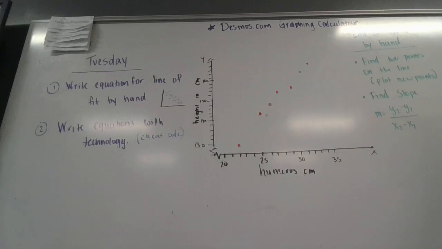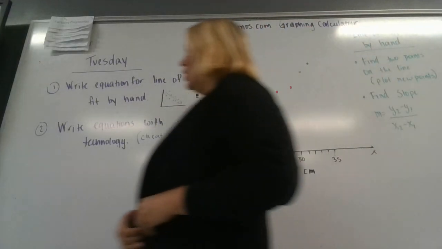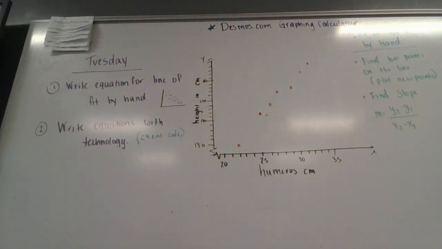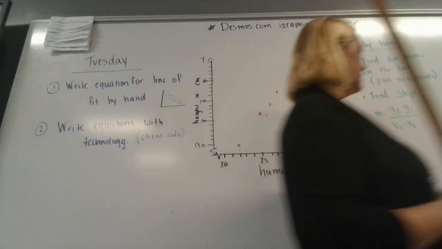When you do your line of fit, use a straight edge. You can use your ID or your folder or a ruler, and everyone's line is going to be a little bit different. That's okay. But what you want is your line to go through the points. Don't connect the dots. This isn't a connect the dot exercise.